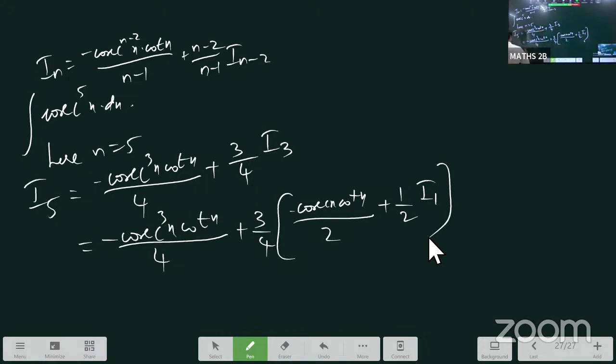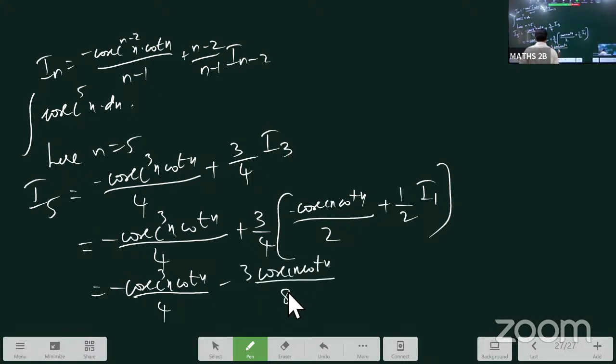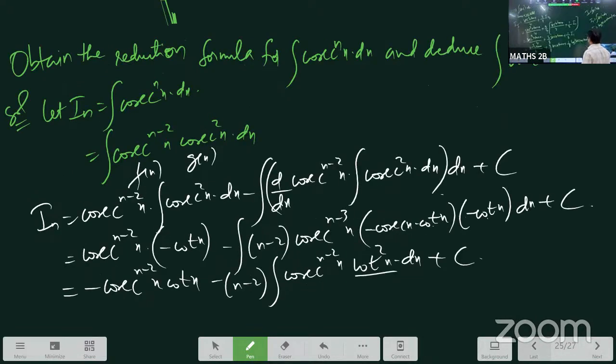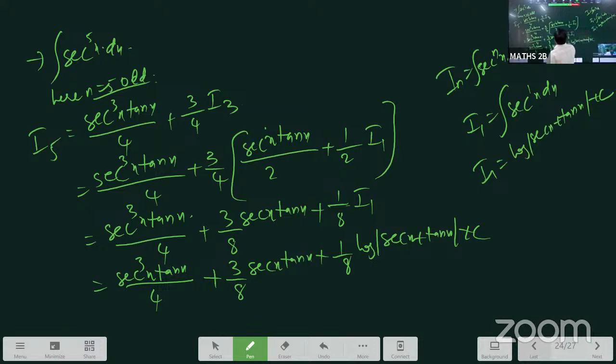That is nothing but minus cosecant cube x cot x by 4 minus 3 cosecant x cot x by 8, minus into minus plus 3, no, sorry, here 3 by 8, 3 by 8 only, because 3 by 4 is multiplied inside, no? So 3 by 8 and 3 by 8, okay? Right.